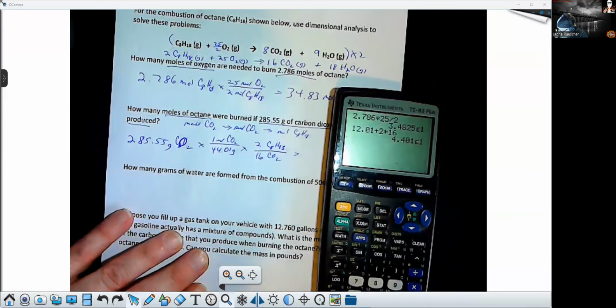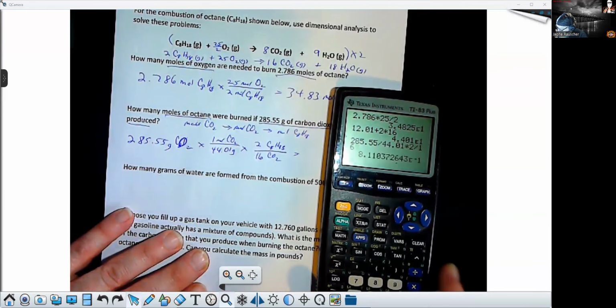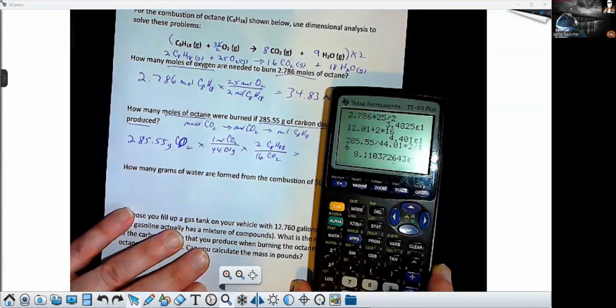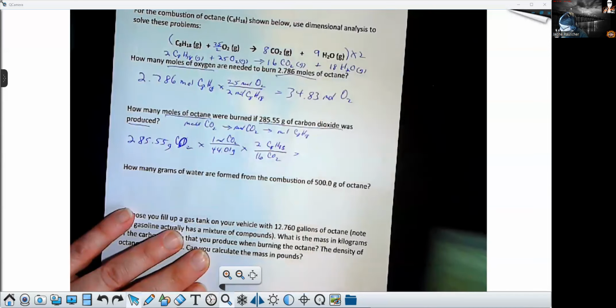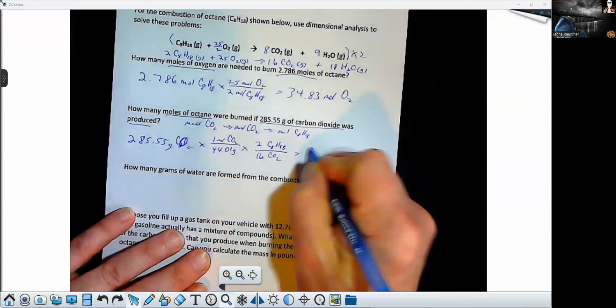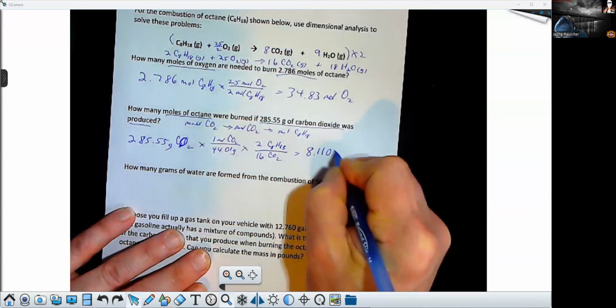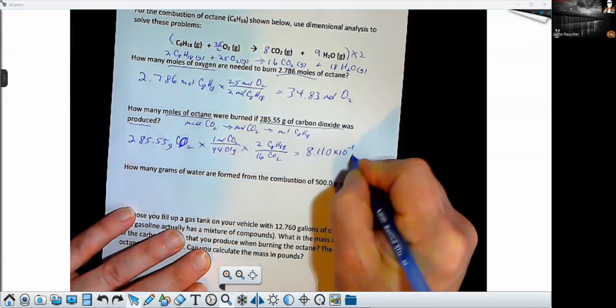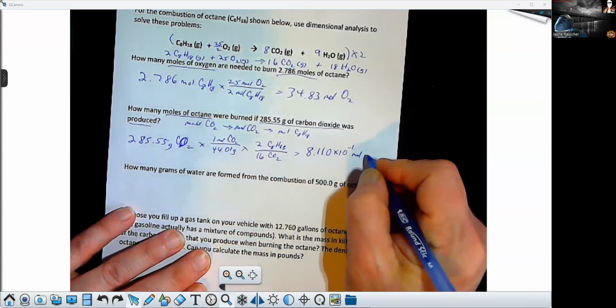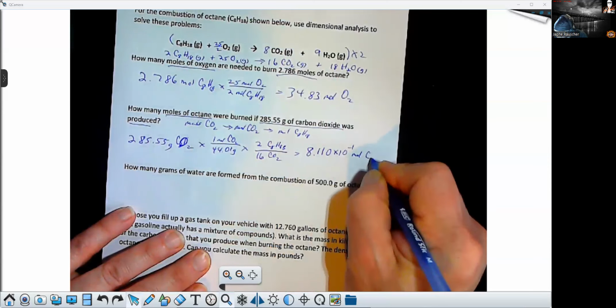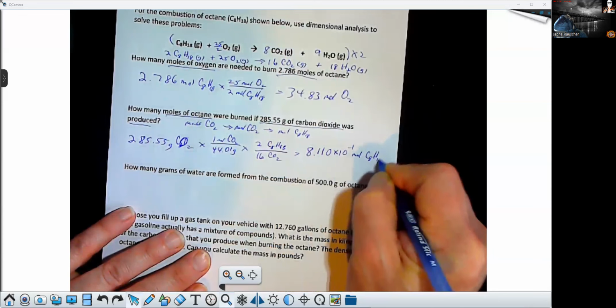All right, so 285.55 divided by 44.01 times 2 divided by 16 gives us 8.110 times 10 to the negative 1 moles of C8H18.